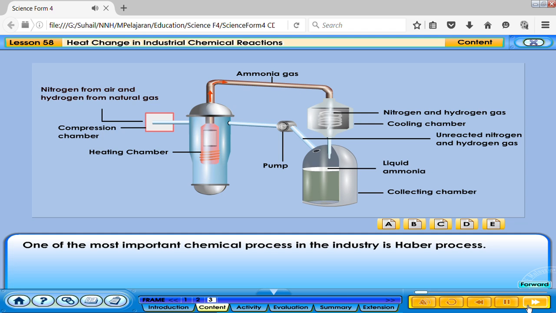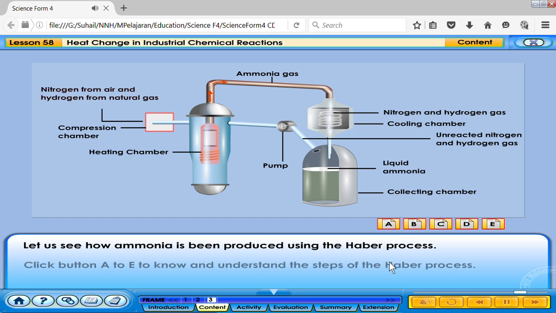One of the most important chemical process in the industry is Haber process. Ammonia is widely produced in the manufacturing industry to yield new products. Let us see how ammonia is being produced using the Haber process. Click buttons A to E to know and understand the steps of the Haber process.